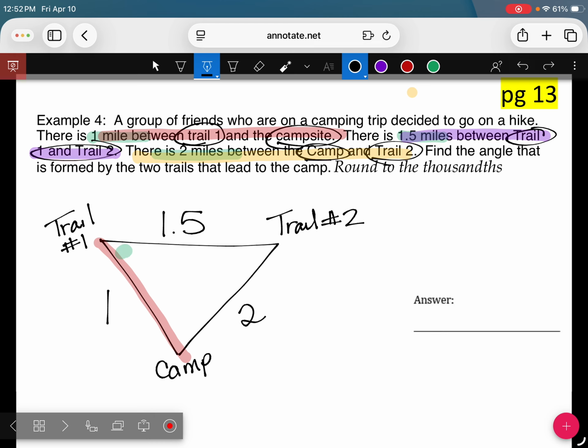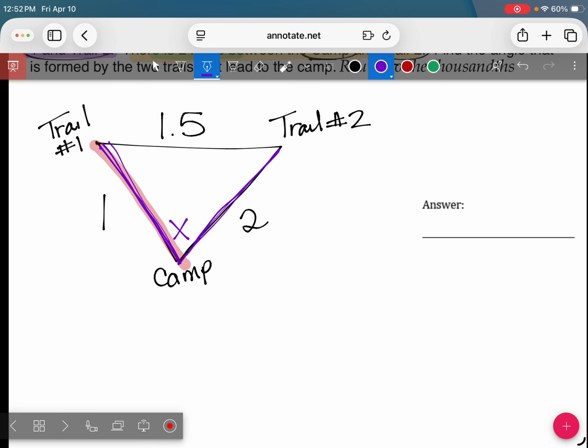So we have to figure out what angle is formed by both trails. Both of these pathways connect to the trails. So we're looking for this. So we're going to set up the law of cosines. Because I'm looking for an angle X, I'm going to start with the side opposite. So what's the length of the side opposite from angle X? 1.5. So we're going to start off with 1.5 squared.